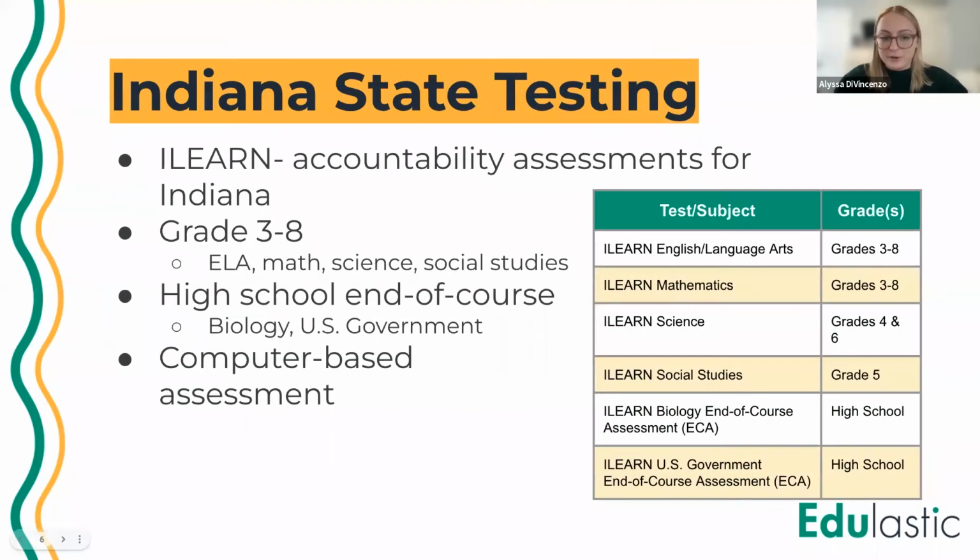Indiana's ILEARN, or Indiana Learning Evaluation Assessment Readiness Network, is the summative accountability assessment for students. Students are assessed in grades 3 through 8 in ELA, math, science, and social studies, as well as at the end of their biology and US government courses.